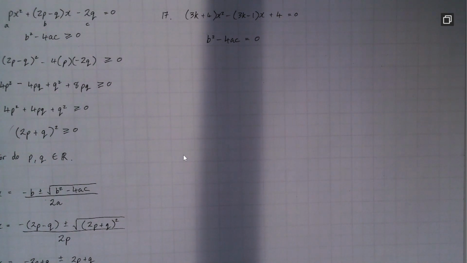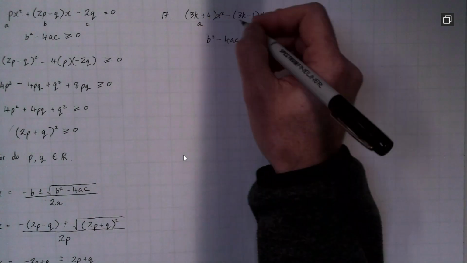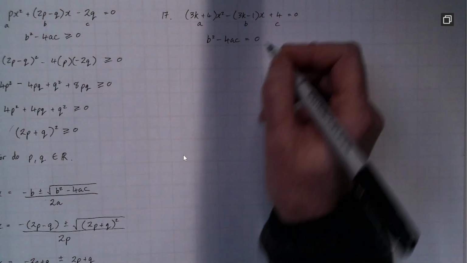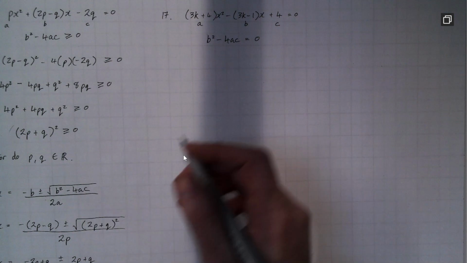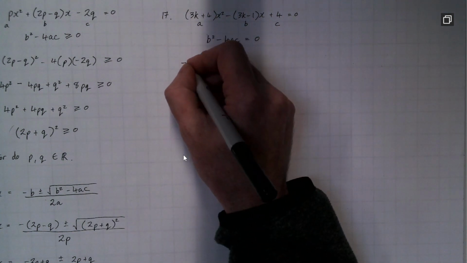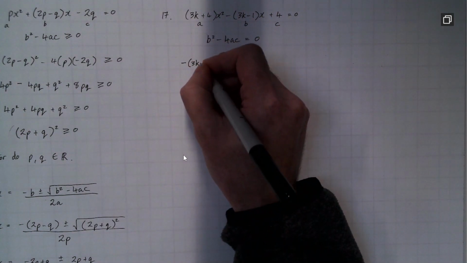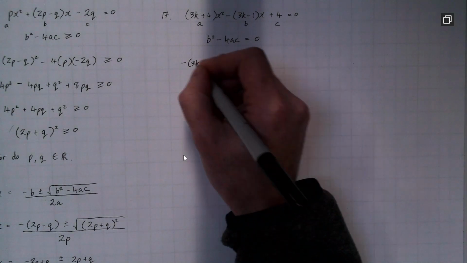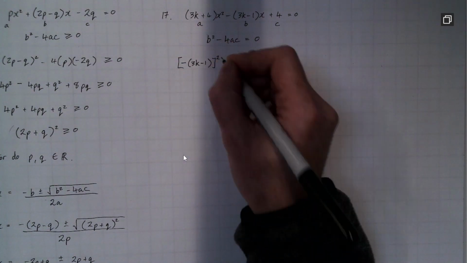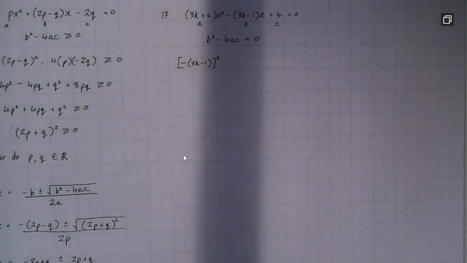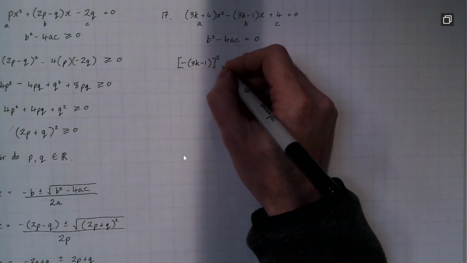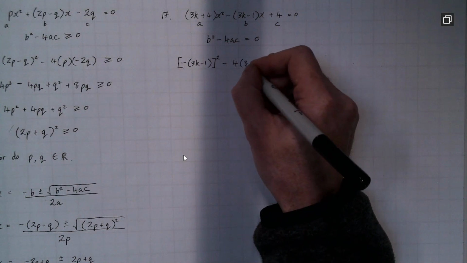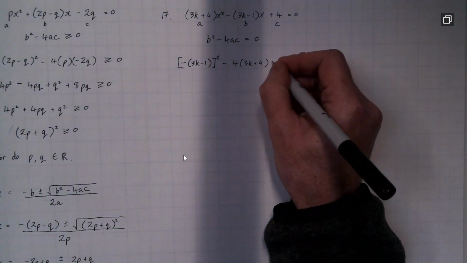Now use the formula, identify a, b and c. So b squared: because it's minus 3k minus 1, squared, minus 4 times 3k plus k, times k.